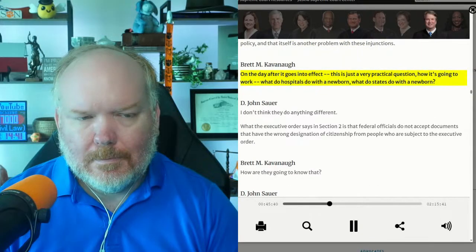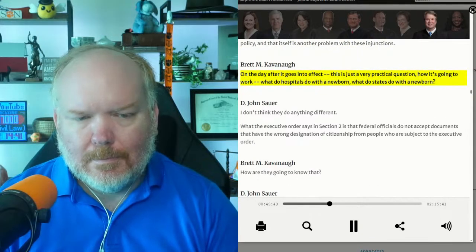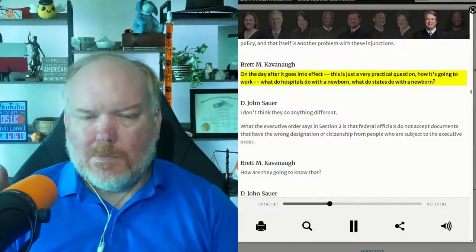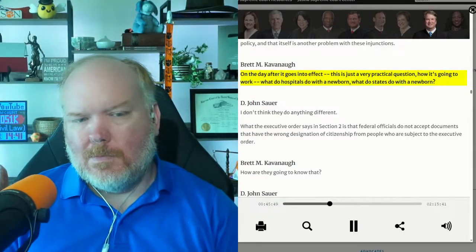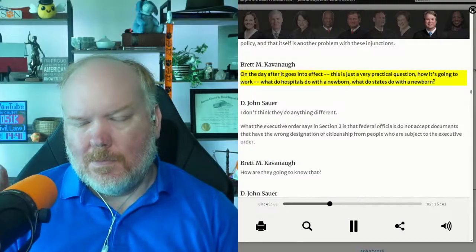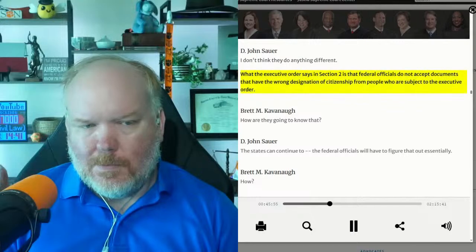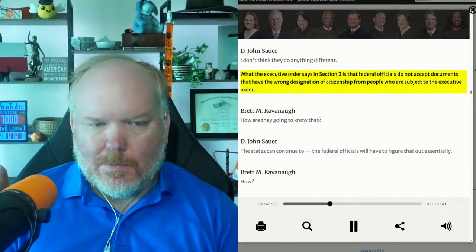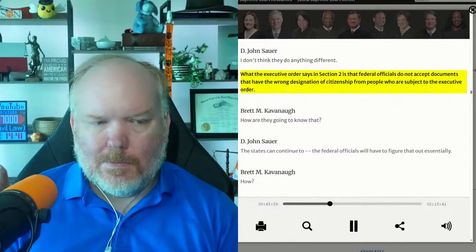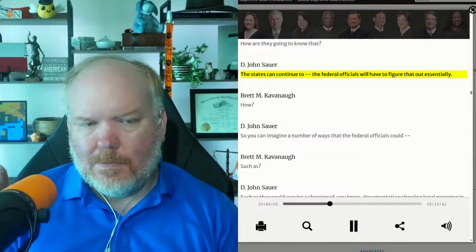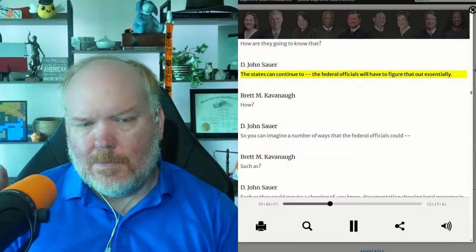On the day after it goes into effect, this is just a very practical question how this is going to work. What do hospitals do with a newborn? What do states do with a newborn? I don't think they do anything different. What the executive order says in Section 2 is that federal officials do not accept documents that have the wrong designation of citizenship from people who are subject to the executive order. How are they going to know that? The states can continue; the federal officials will have to figure that out, essentially.